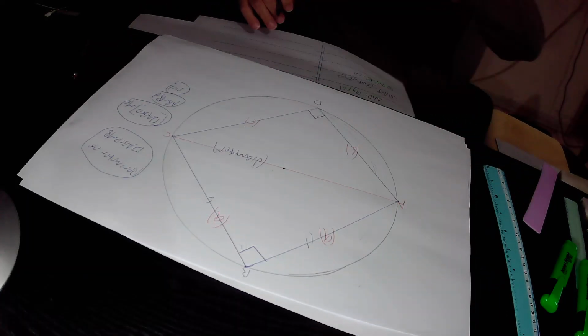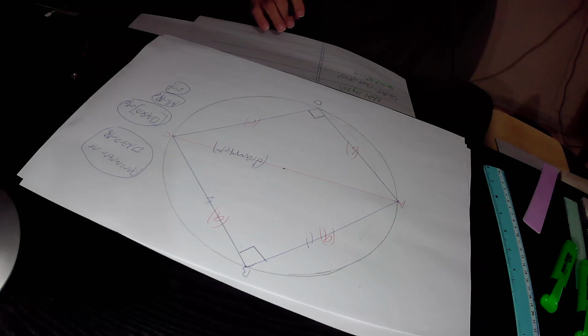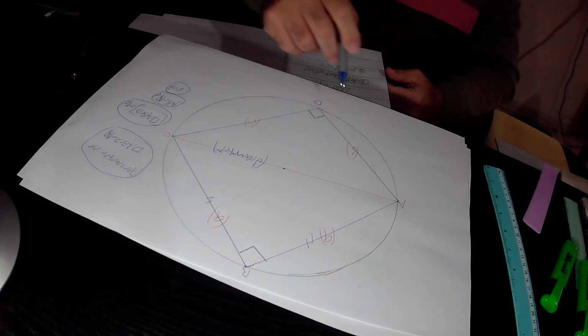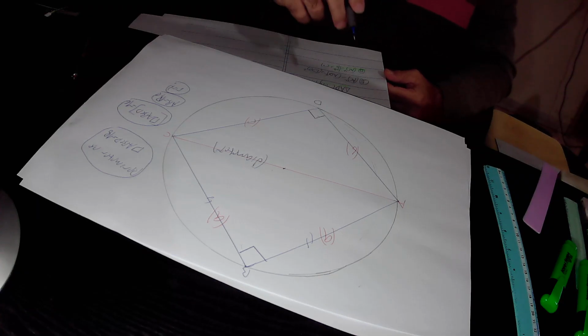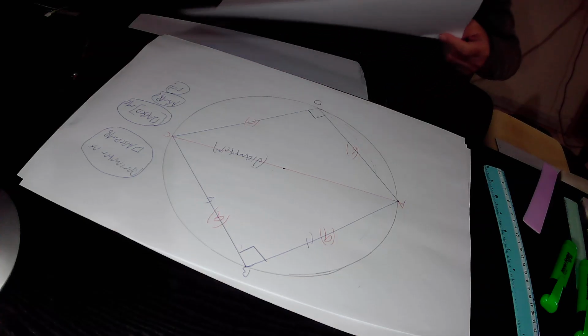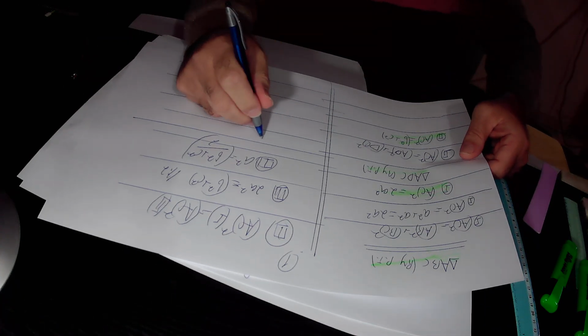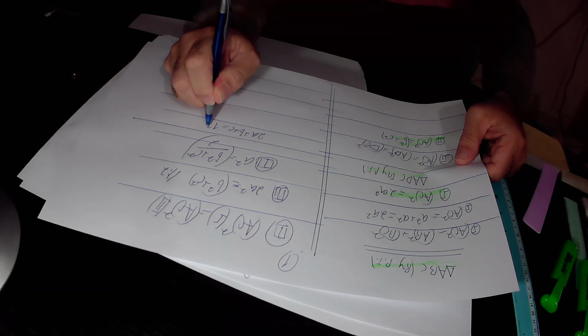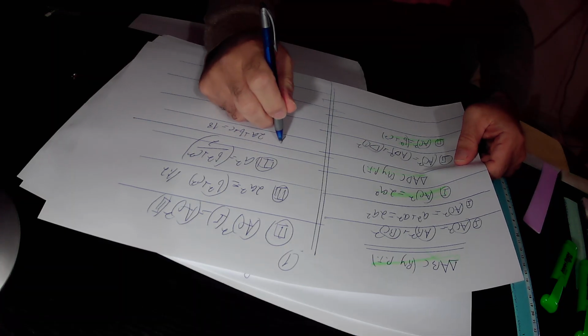The perimeter of this quadrilateral ABCD equals 18. That is to say, A plus A plus B plus C equals 18. A plus A is 2A, plus B plus C equals 18. So 2A plus B plus C equals 18. This is equation 4.